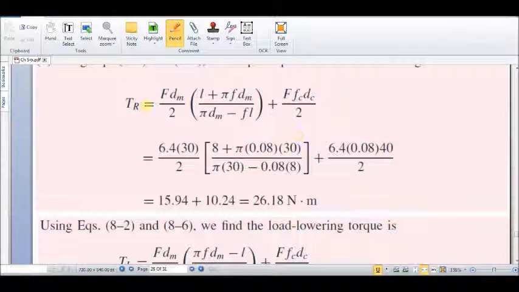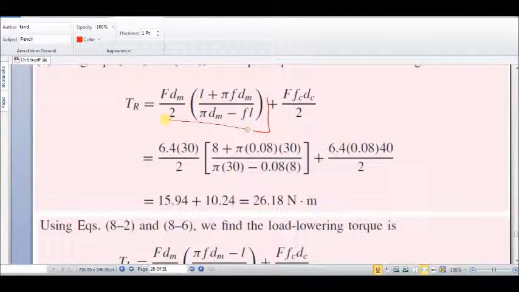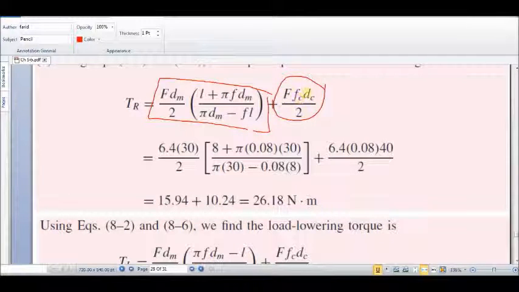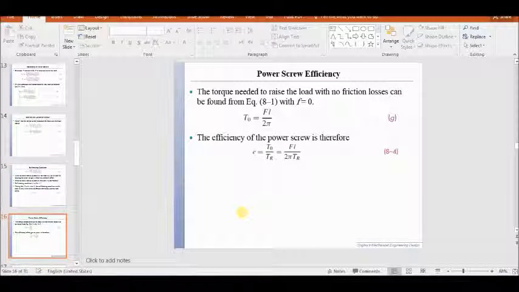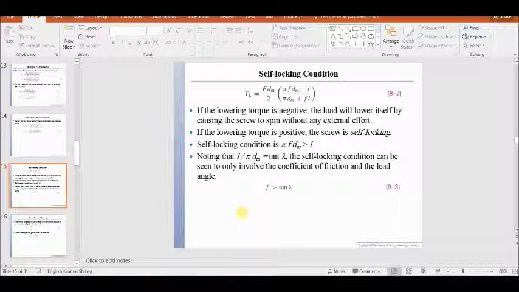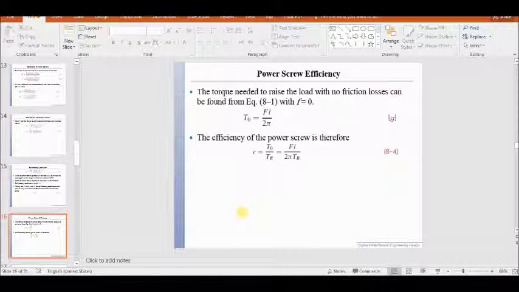Okay, so when we substitute F, dm that we found earlier, and L of 8 millimeter, this term here is the torque that we need to raise the load, and this other term is the torque that we need to overcome the friction between the collar and the nut. In this equation, that means you have to use equation 8.